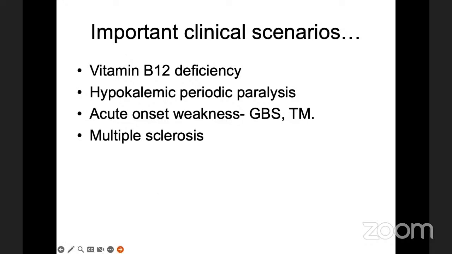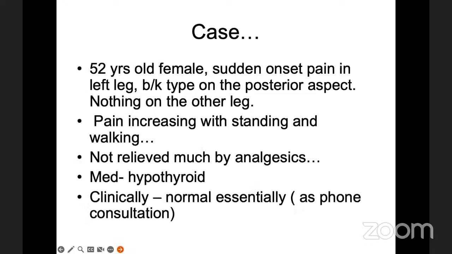And other less common situations like severe B12 deficiency giving rise to subacute combined degeneration of the cord, or hypokalemic periodic paralysis, acute onset that we discussed just now, or even multiple sclerosis. So we'll go through different case studies here now.